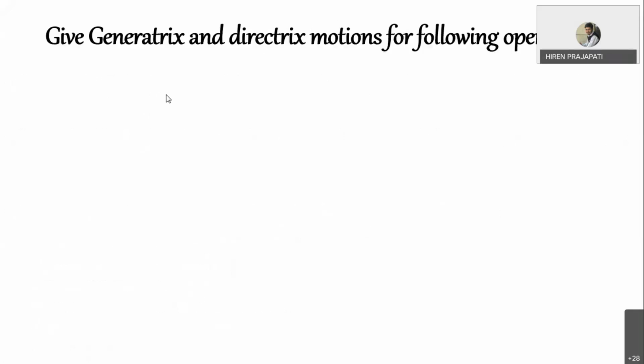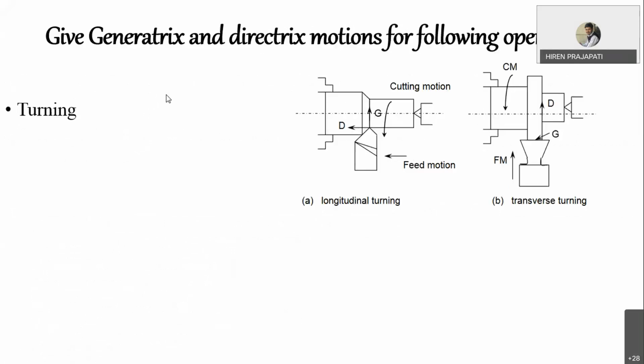So let us try to understand this with some examples. For example, the turning operation. Here you can see we have longitudinal feed. Now see here, two motions are given on the lathe. One is rotation of the workpiece and the second is movement of the cutting tool, a longitudinal movement of this single point cutting tool. Then which motion is directrix and which motion is generatrix in longitudinal turning?